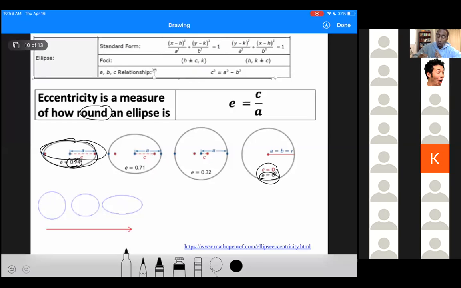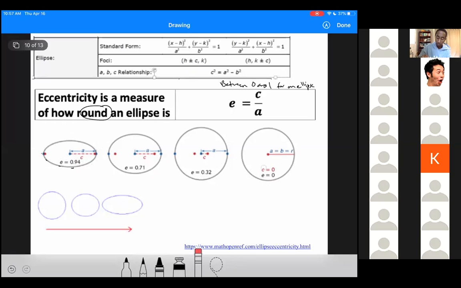But eccentricity will always be between 0 and 1 for an ellipse. It's not going to be 0. It's not going to be 1. It's going to be between 0 and 1, not including 0 and 1. Okay? We'll talk about why in a second.